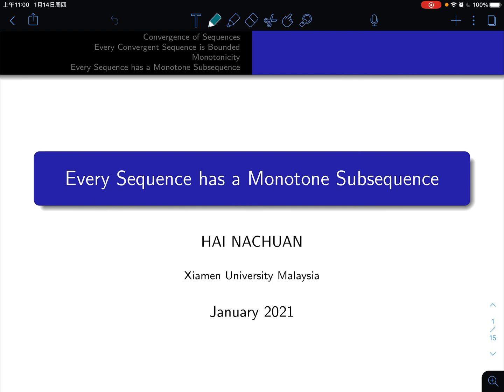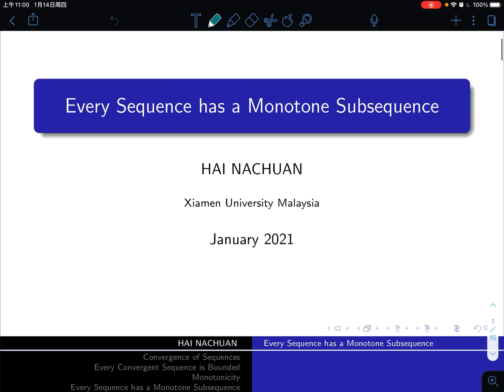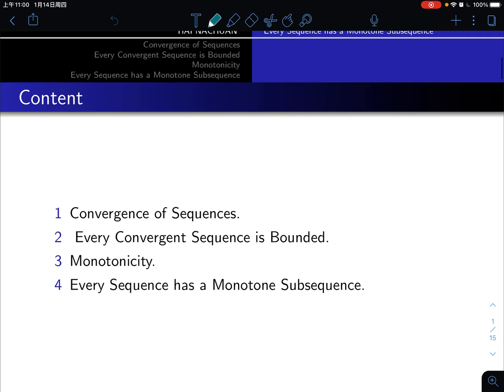Okay, let's start. First, I'm going to show you the content. The content is here. Before starting our topic today, I'm going to briefly introduce three points. First is the definition of the convergence of sequences. Second is why every convergent sequence is bounded. And the third is monotonicity. This is all very useful in the fourth point: why every sequence has a monotone subsequence. Now here we go.